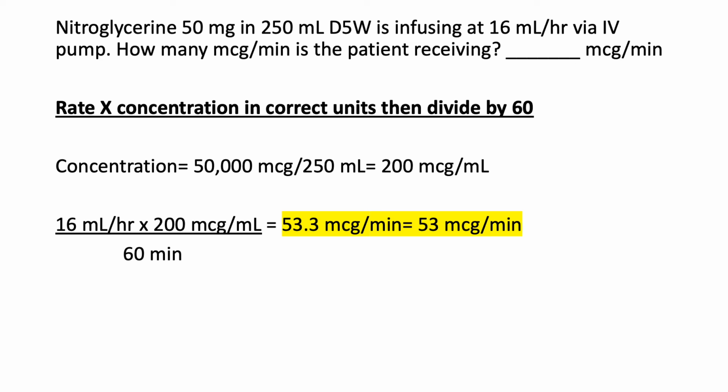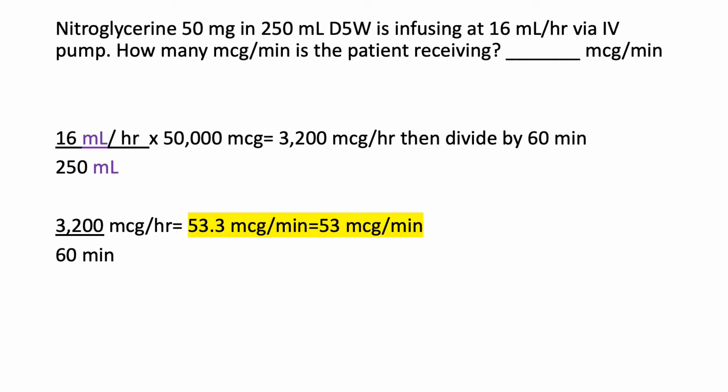So I'm going to convert 50 milligrams to 50,000 micrograms divided by 250, and that gives me 200 mics per mL, okay? So I multiply 16 times 200 mics per mL, and that's going to give me the amount per hour, but I need it per minute, so I'm going to divide by 60. That's my conversion factor. So that's going to give me 53.3 mics per minute, or 53 mics per minute.